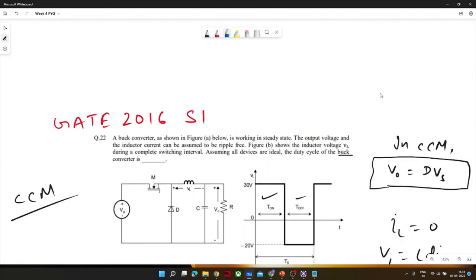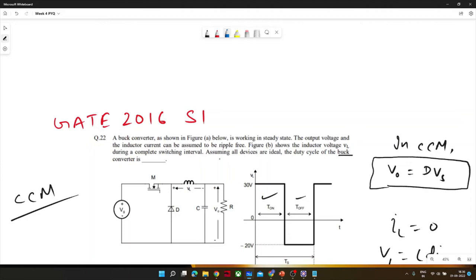This problem appeared in GATE 2016 and it was for 1 mark. In the problem, it is said that it is a buck converter. From the figure also we can see it is a buck converter. Output voltage and inductor current can be assumed ripple free, so no ripple in output voltage or capacitor voltage or inductor current.